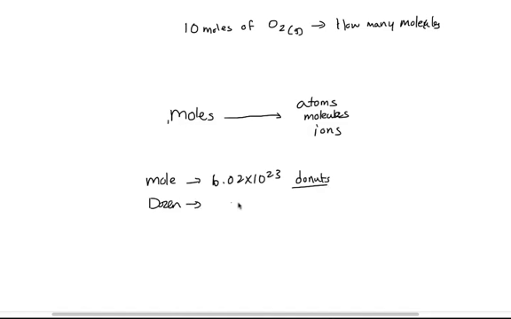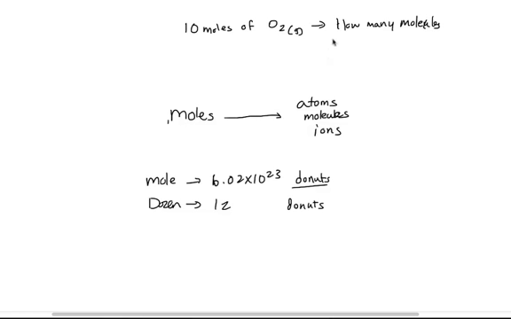And then dozen is 12 donuts, right? So if I said, hey, someone bought 3 dozen donuts, that means there's 3 times 12, which is 36 donuts. If I said someone bought 3 mole donuts, it just means they bought 3 times 6.02 times 10 to the 23rd donuts, right? So this is just like dozen. It's a similar word. You can kind of look at it like that.